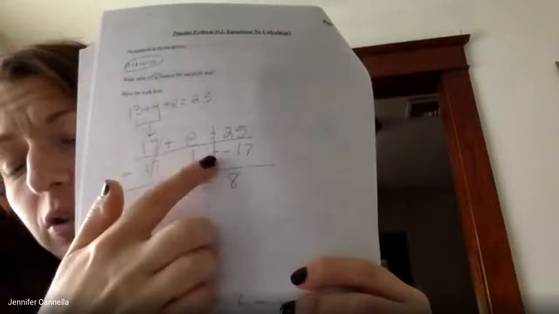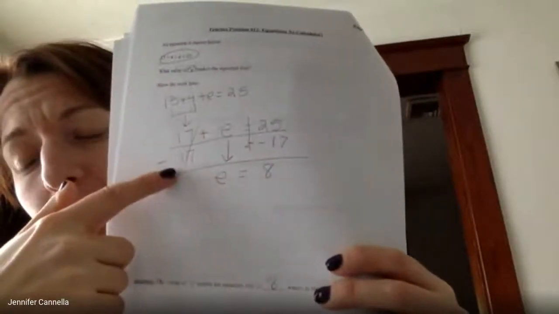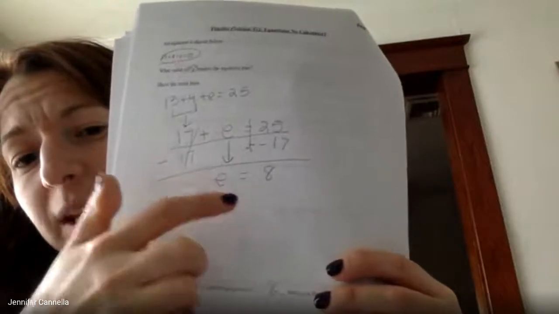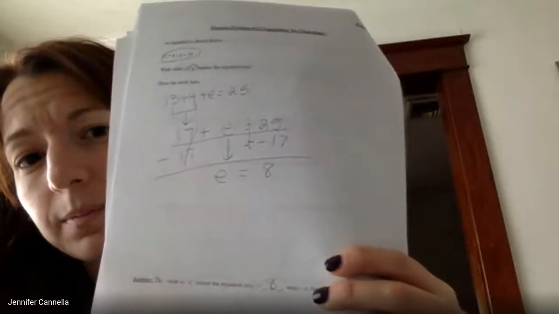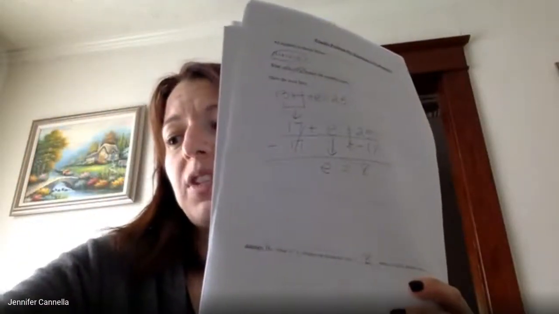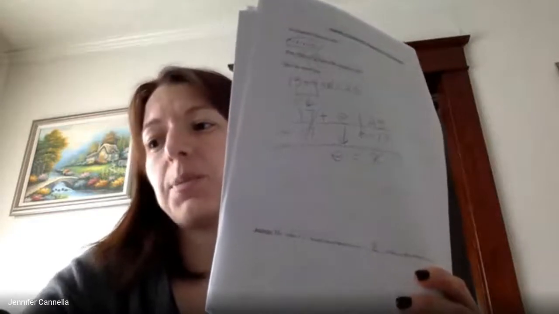Okay, this is the wall method when you make the horizontal and vertical line, and then you do the inverse operation on both sides to figure out or find the value of e, which is 8. Okay, we're going to move on now to page 15. Okay, so page 15 gets real tricky. So let's pay attention.